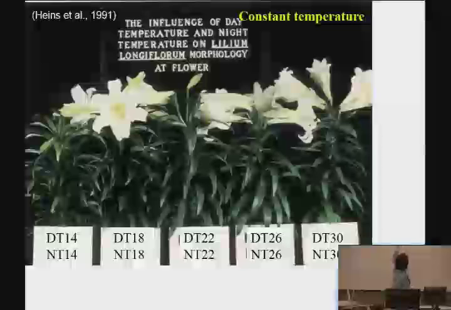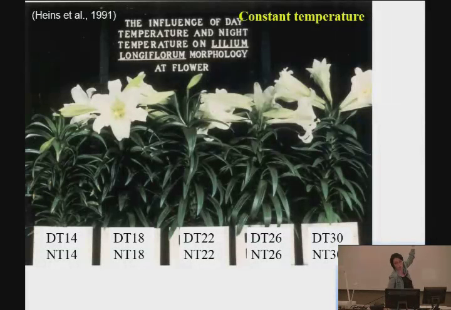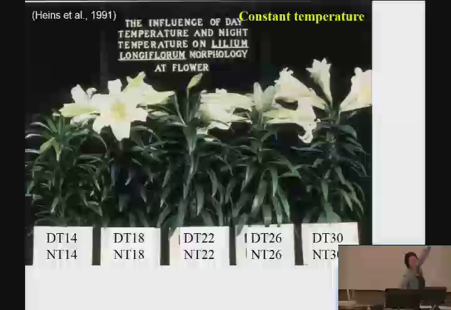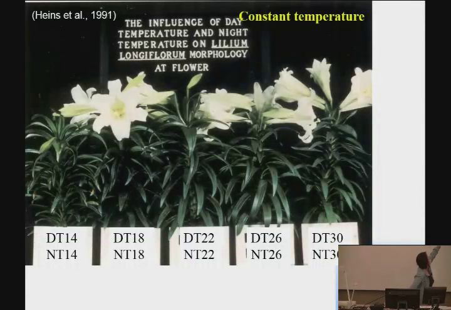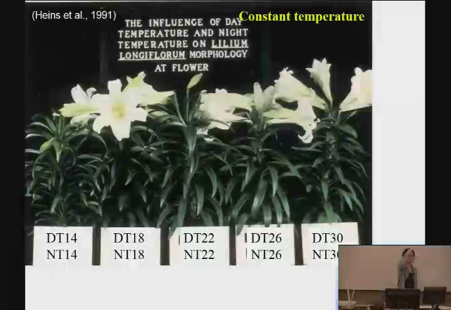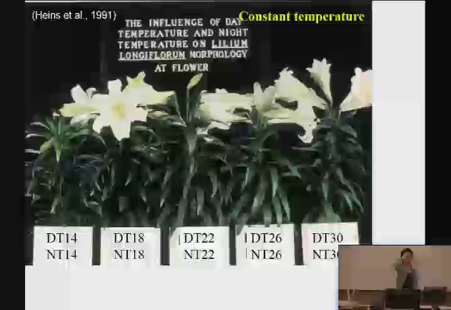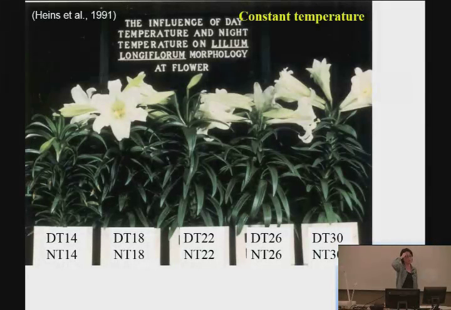So the temperature 14, so it's a 0 DIF. This is a different temperature combination, 18, 22, 26, 30, all 0 DIF. And then look at the stem length, the plant height, pretty much determined by DIF. It's fascinating, don't you think? Yeah, all right.